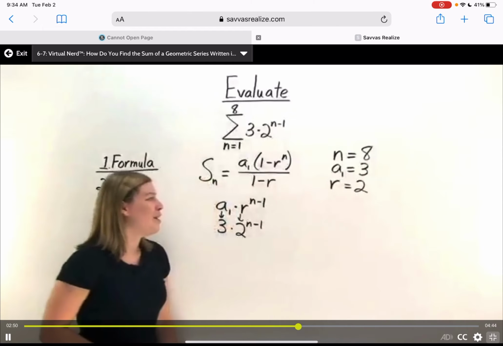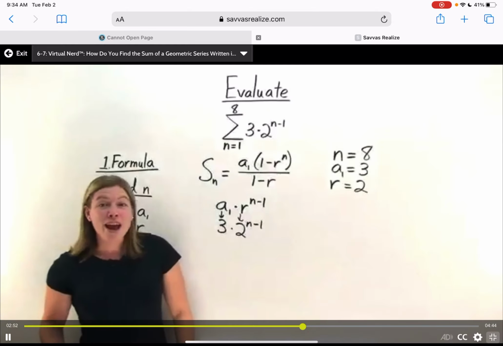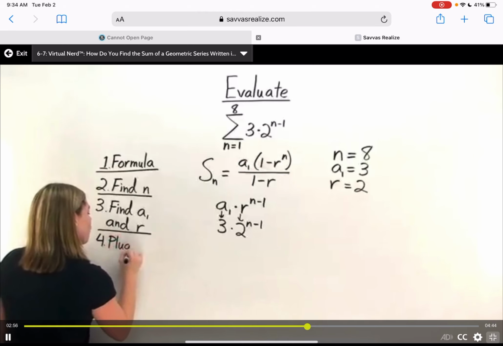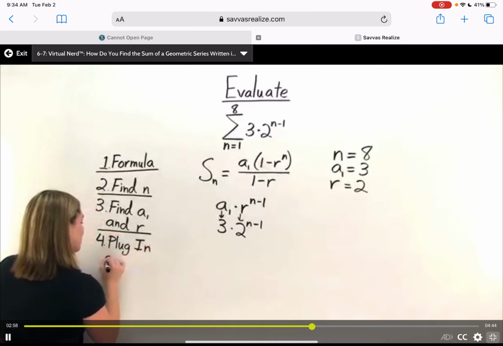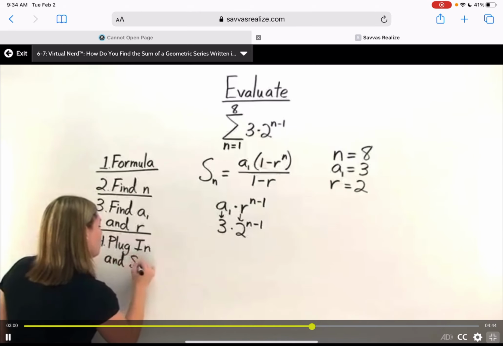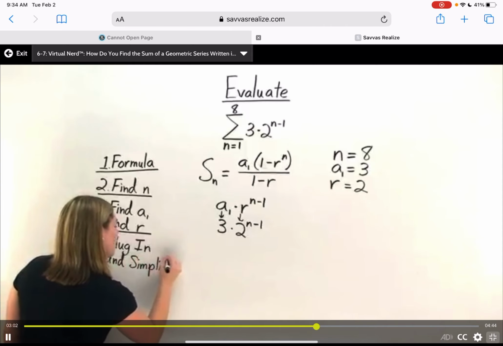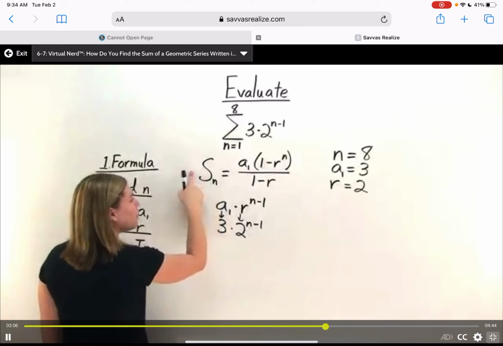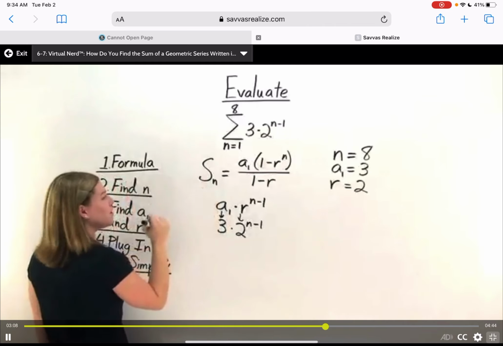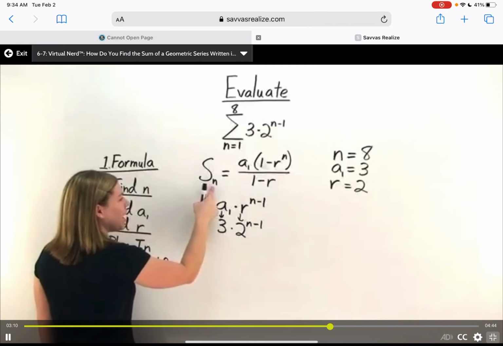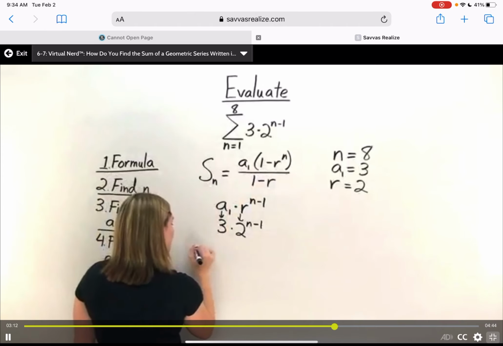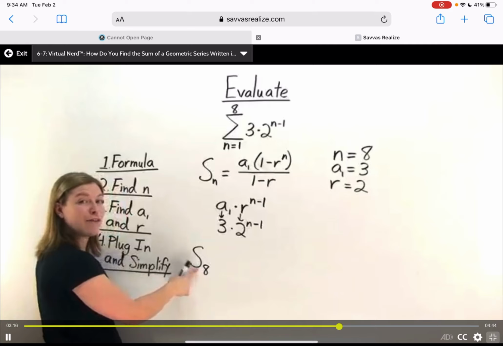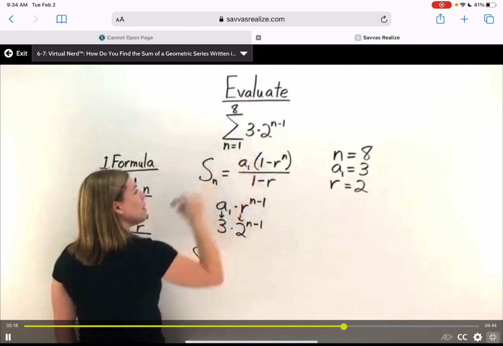Perfect. Now that we have these values, all we need to do is plug them into our formula and simplify. And that will give us the answer that we're looking for. So let's see. We want to plug these values into the formula for the partial sum of a geometric series. So we have s sub n. Well, n we found was 8. So we have s sub 8. This means that we're finding the sum of the first 8 terms in this geometric series.